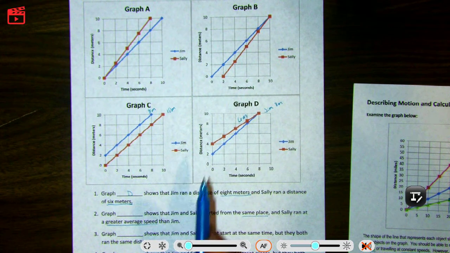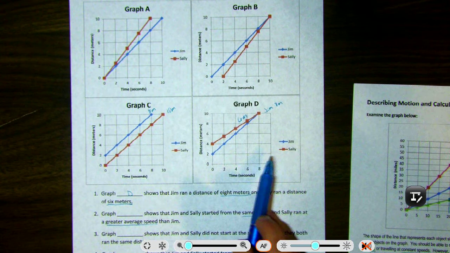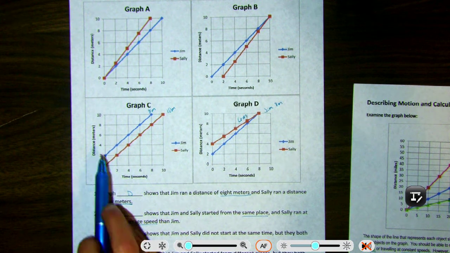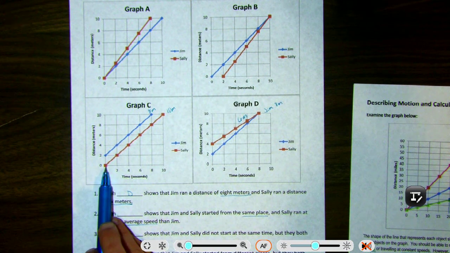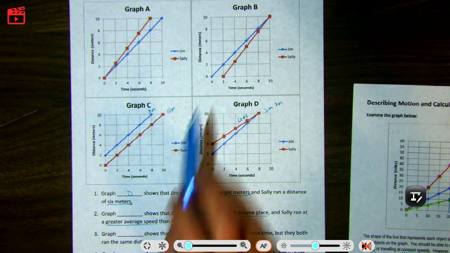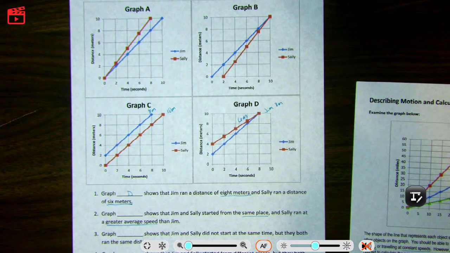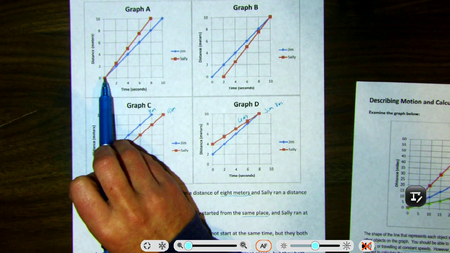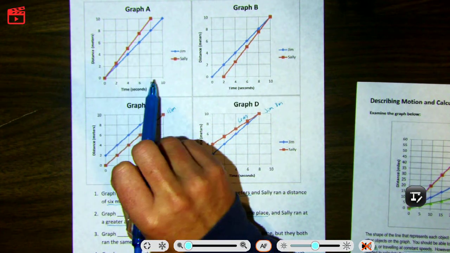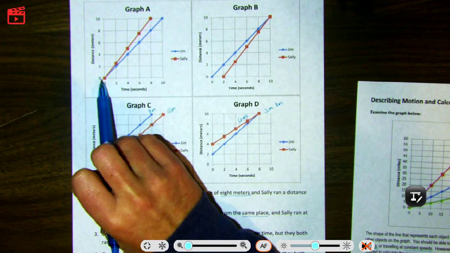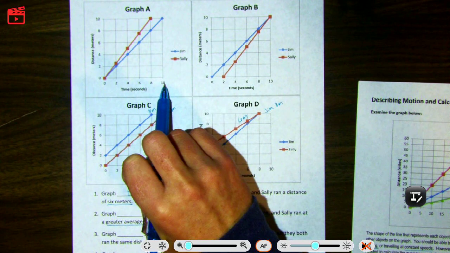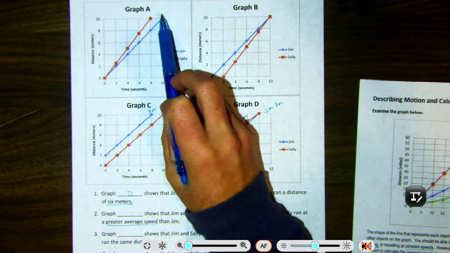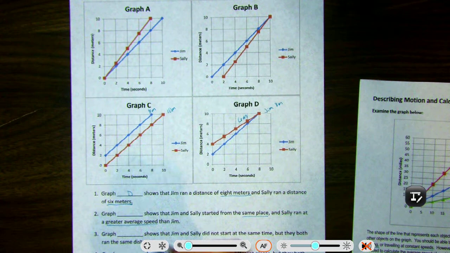We already picked that one. So this one, they started out at different points. She started at 0 meters. He started at 2. So it's between these two up here, right? So if we look at this one, they both started at the same distance, 0 meters, and Sally had a steeper line. It only took her 8 seconds to go 10 meters, while it took Jim 10 seconds to go 10 meters. So that one is graph A.